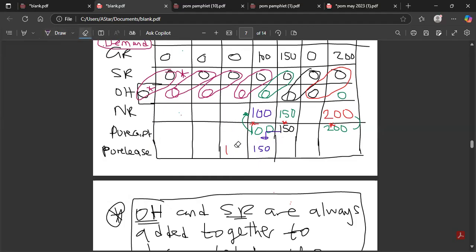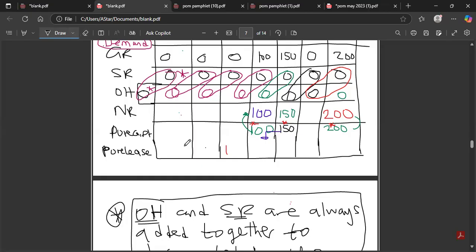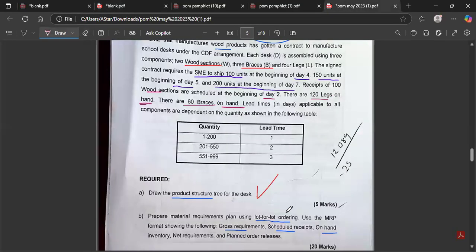You know what I mean? So you're taking them backward 1 week. Okay, so we are taking them backwards 1 week. I don't know if you're getting me. Let me explain here so that you understand what's happening. Feel free. There's nothing much difficult here.